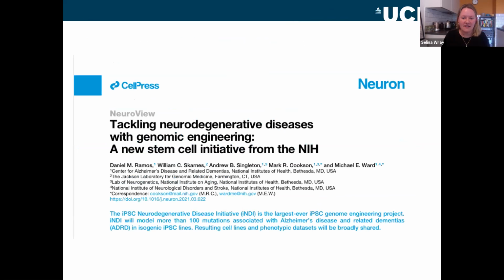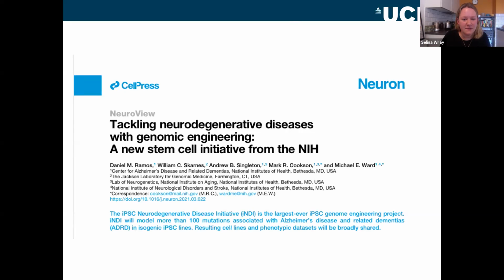I'd also highlight this recent initiative from the NIH that has just been announced, where rather than patient lines, they're focusing on using CRISPR to make over 100 different mutations associated with different forms of neurodegenerative disease within the same control line. And again, these will be widely available to the research community and help us to do the best quality research and enhance reproducibility using these tools.